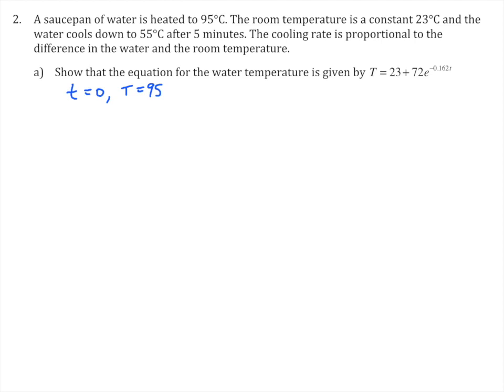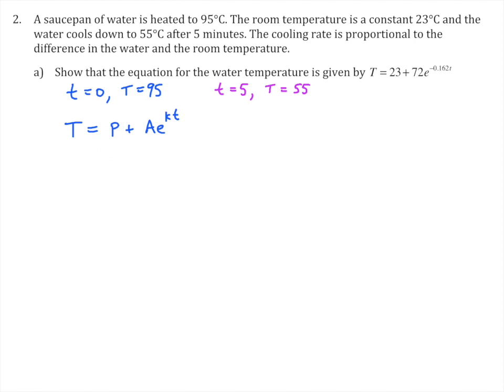We also know that 5 minutes into our experiment, the temperature of the water is 55 degrees Celsius. So let's use those values and see what we can actually generate. Now, because this is an exponential growth and decay with a fixed room temperature, we need our starting statement. The starting statement is the temperature will equal P plus A e to the kt. Remember, P is our fixed constant, which in this case is the room temperature.